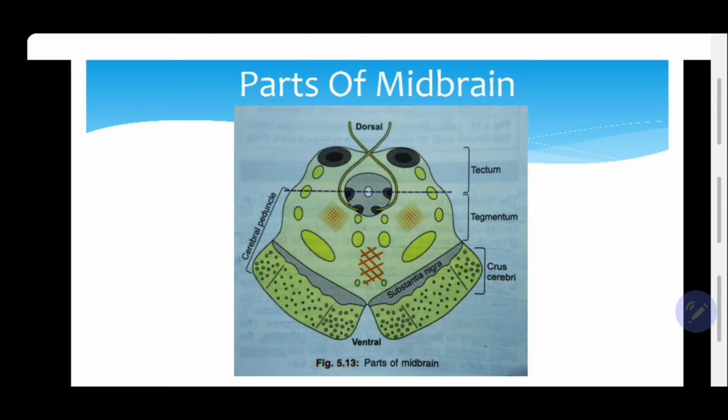In this lecture, I will be teaching you about the internal structure of midbrain. So, before studying the details about the internal structure of midbrain, let's study about the parts of midbrain.